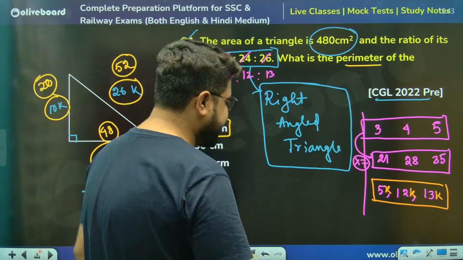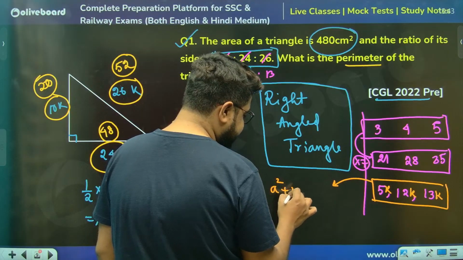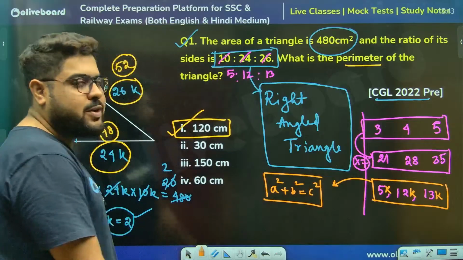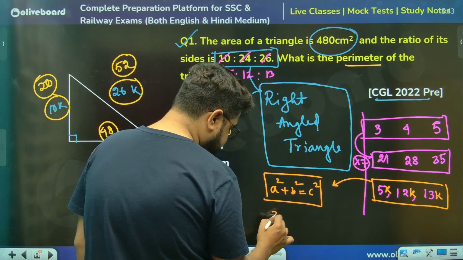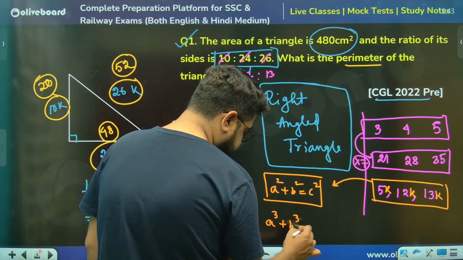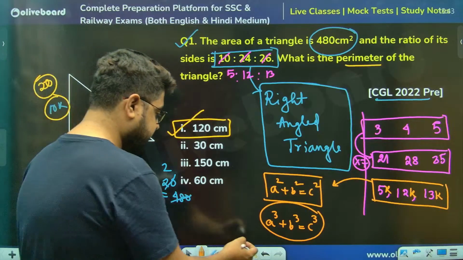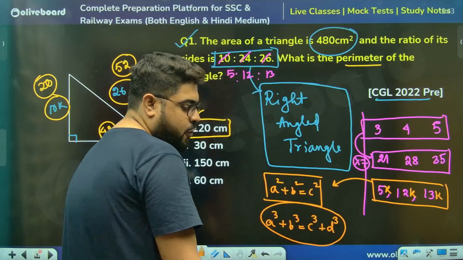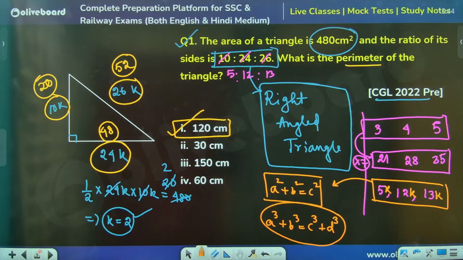Acha, as we are discussing Pythagorean triplets, let's see a little interesting thing about mathematics. Pythagorean triplet means a square plus b square has to be equal to c square, right? Can anyone tell me four numbers which can be written in this format: a cube plus b cube is equal to c cube plus d cube.